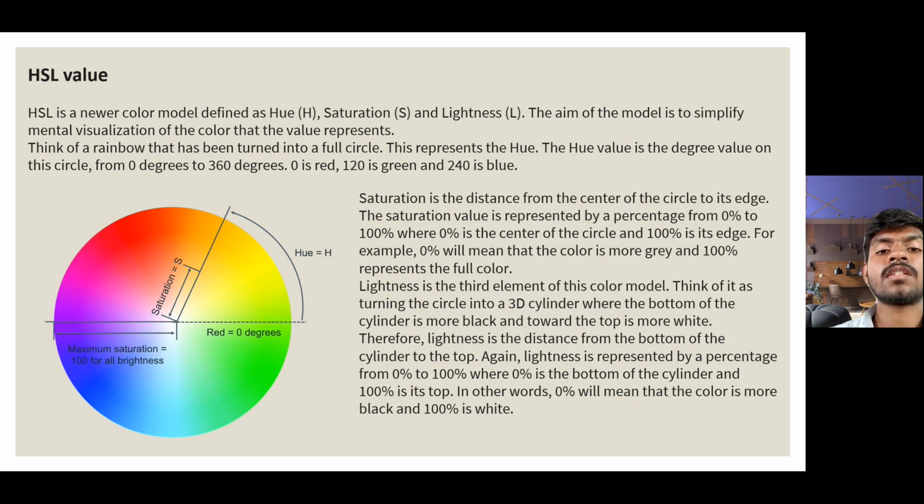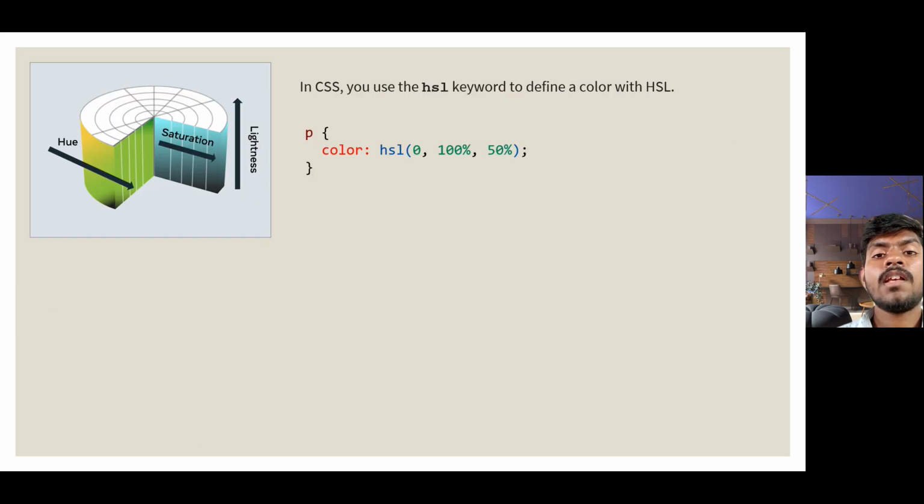Here we have HSL values. H means hue, S means saturation, L means lightness. In this way, we represent HSL values. The HSL values also contain three parameters. The first one is hue, and the other two are given in percentages. The hue is 0, the saturation percentage is 100%, and the lightness is 50%.